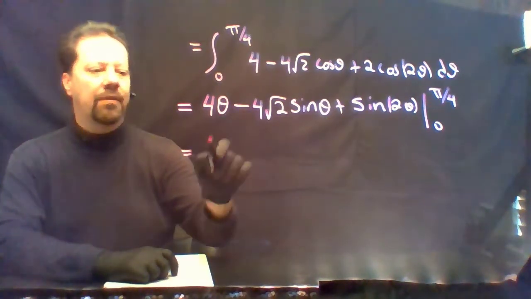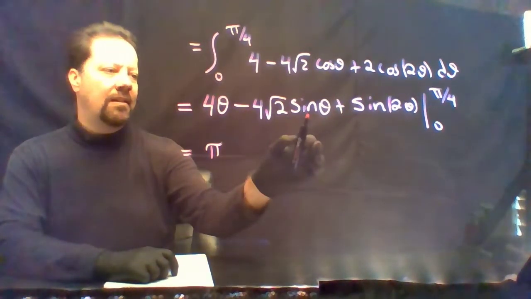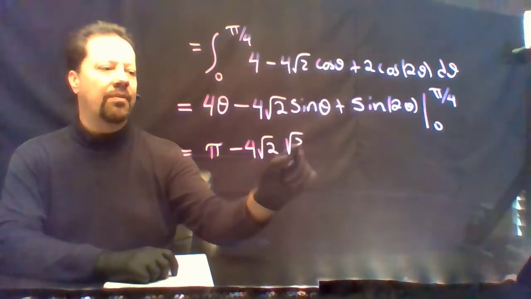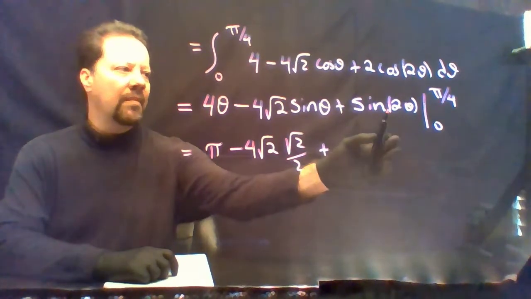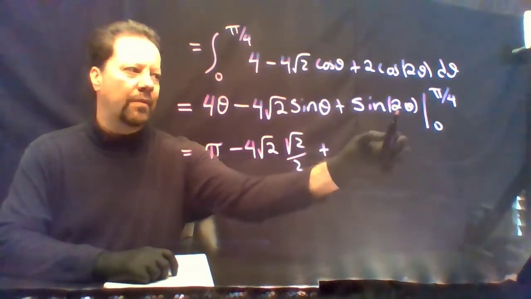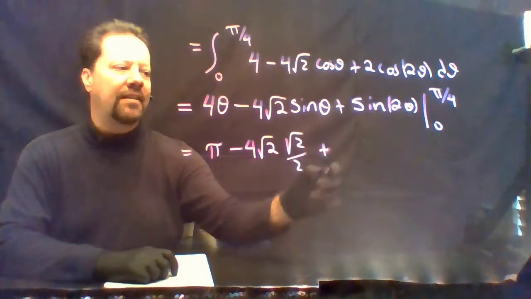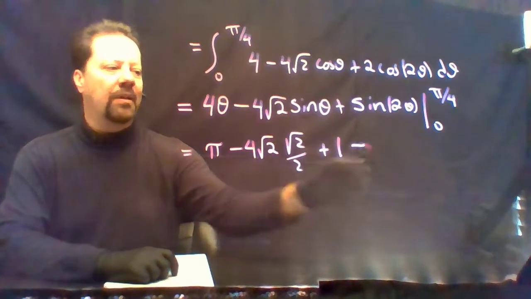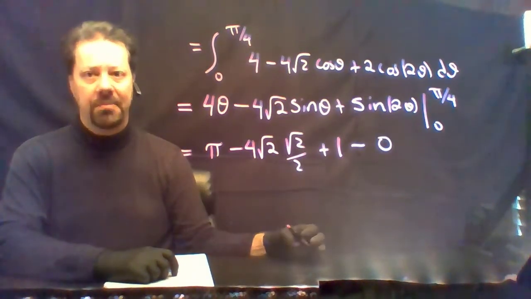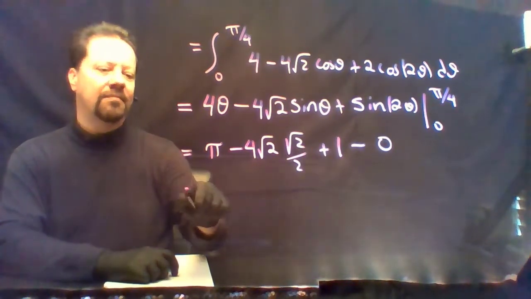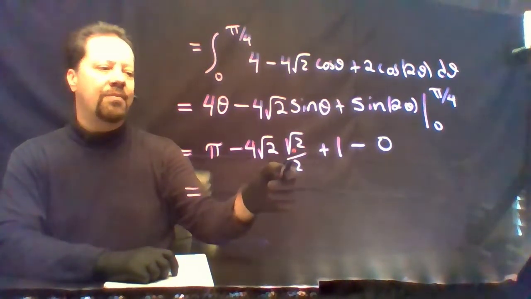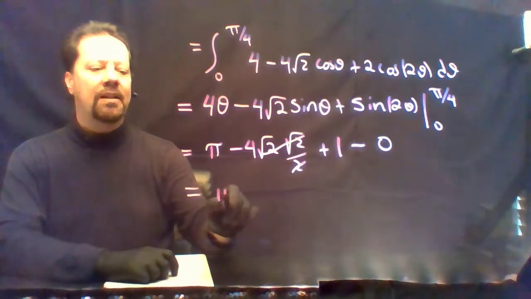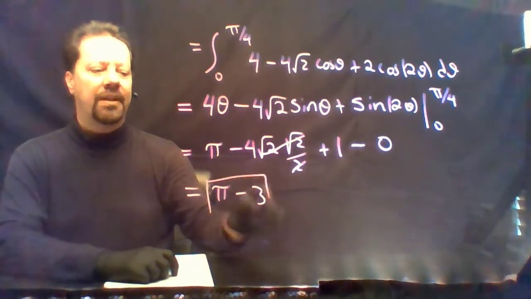When we plug in pi over 4, we'll have pi. The sine of pi over 4 is root 2 over 2. 2 times pi over 4 is pi over 2. The sine of pi over 2 is 1. We'll subtract what we get when we plug in 0, which is 0 across the board. Root 2 times root 2 is 2. That's going to cancel the 2 down here. We end up with pi minus 3.